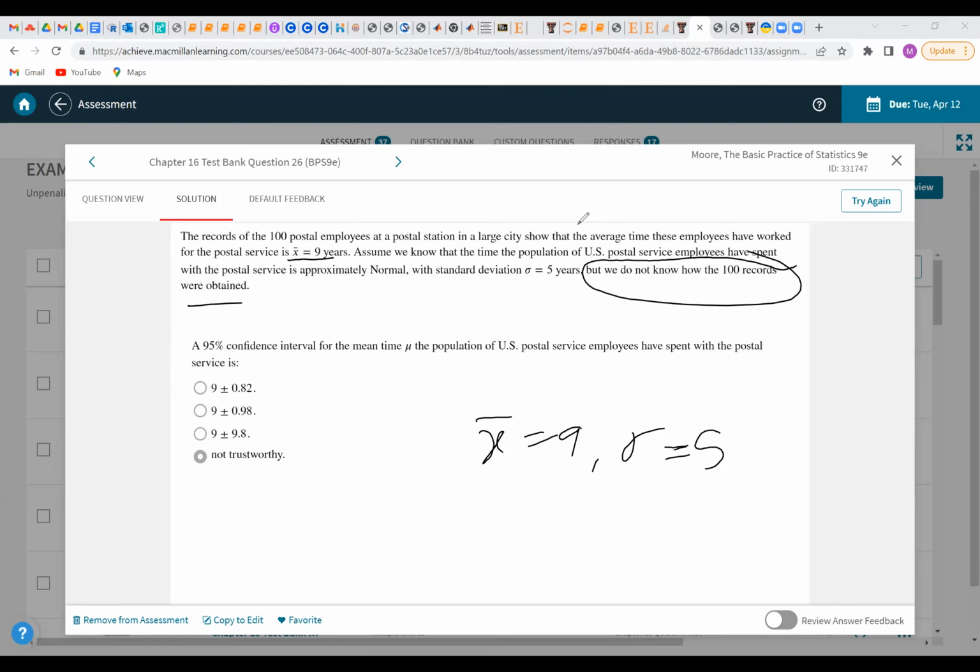So one assumption for constructing the confidence interval is it should be SRS, which means simple random sampling. But here we do not know how they collected the sample. So that means the interval we construct based on this information will not be trustworthy. So the correct answer will be not trustworthy, because we do not know how they did the sampling.